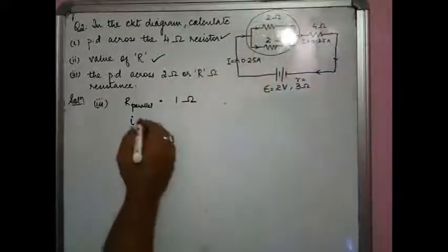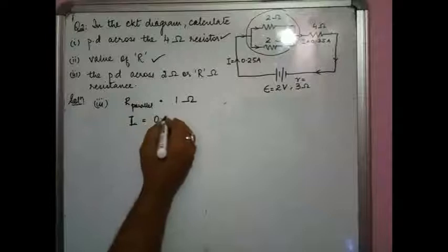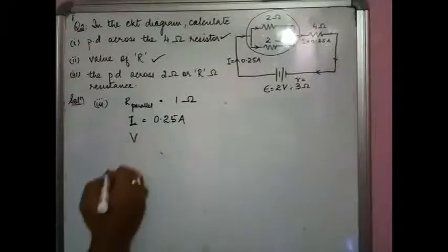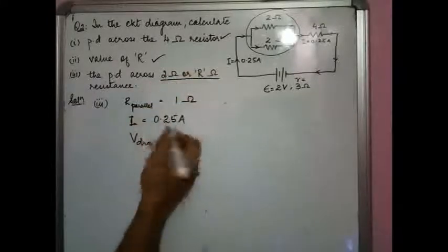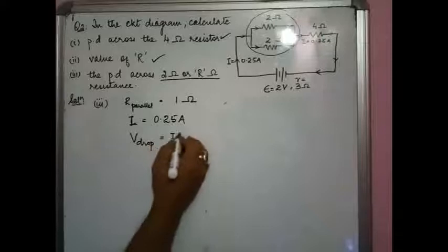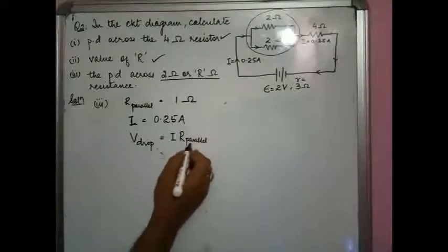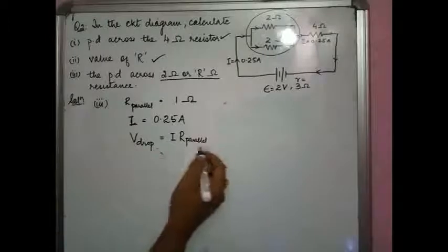And what is the current that is flowing through this particular entire portion? The main current that is flowing is your 0.25 amperes. Okay, so for calculating the potential drop across 2 ohm or 4 ohm, what do you do? You simply apply the formula I into R parallel. Okay, the reason why I am writing these words parallel and all these is so that you understand properly. In the actual solution you don't have to write parallel.